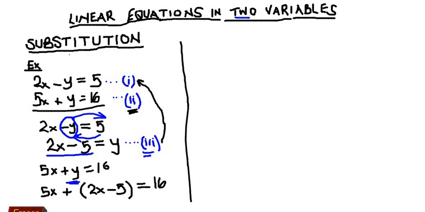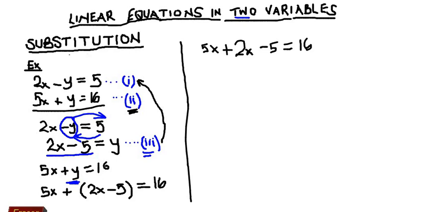So we have created an equation in one variable x. Okay, the equation 5x plus 2x minus 5 is equal to 16 is now an equation in one variable x, which we can solve by collecting the like terms.